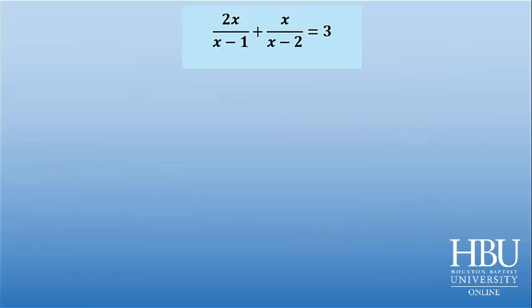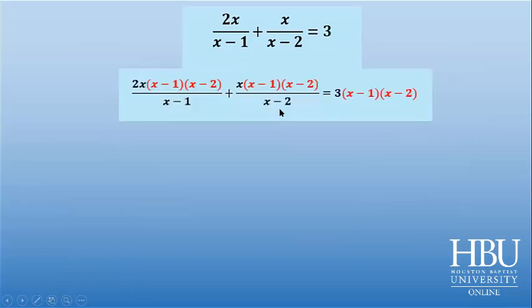2x over x minus 1 plus x over x minus 2 equals 3. Remember, we said that we want to multiply every term on both sides of the equation by the common denominator. The common denominator here would have to be the product of x minus 1 times x minus 2. So we've multiplied the first fraction, the second fraction, and we've multiplied the 3 on the other side of the equation, all by the same expression, x minus 1 times x minus 2.